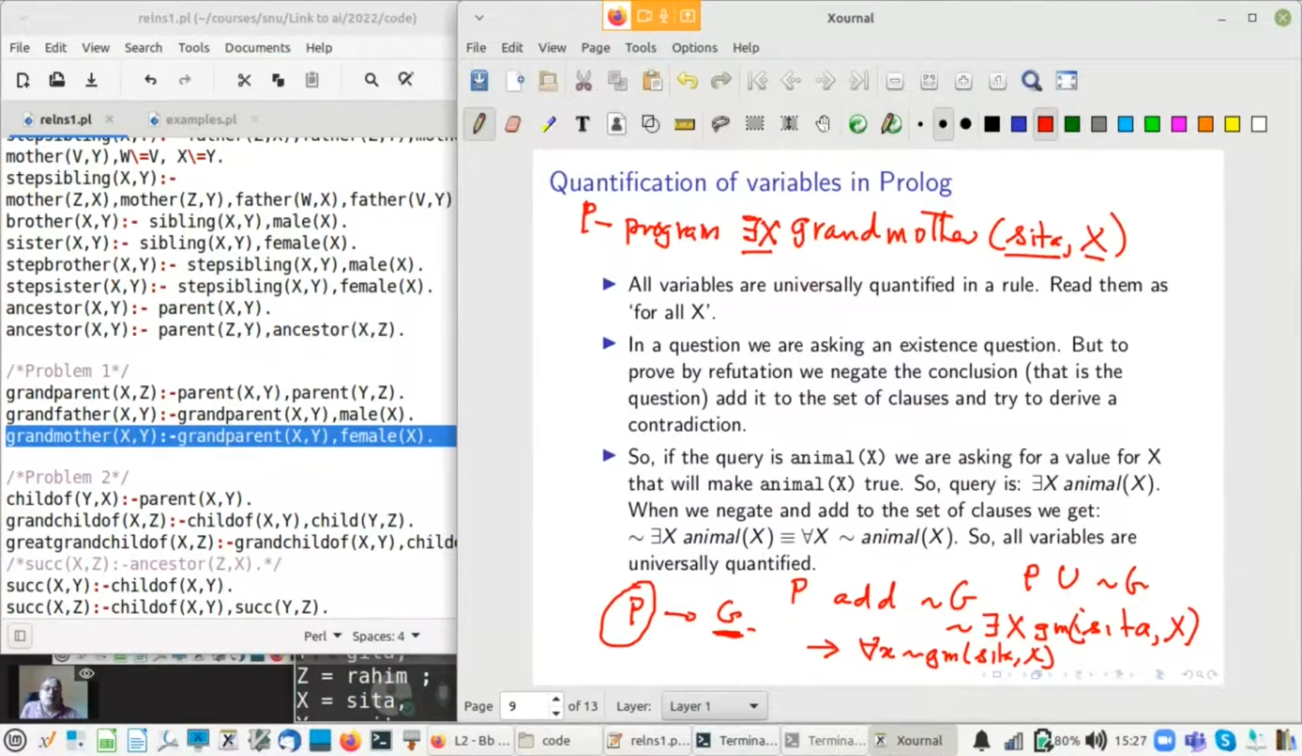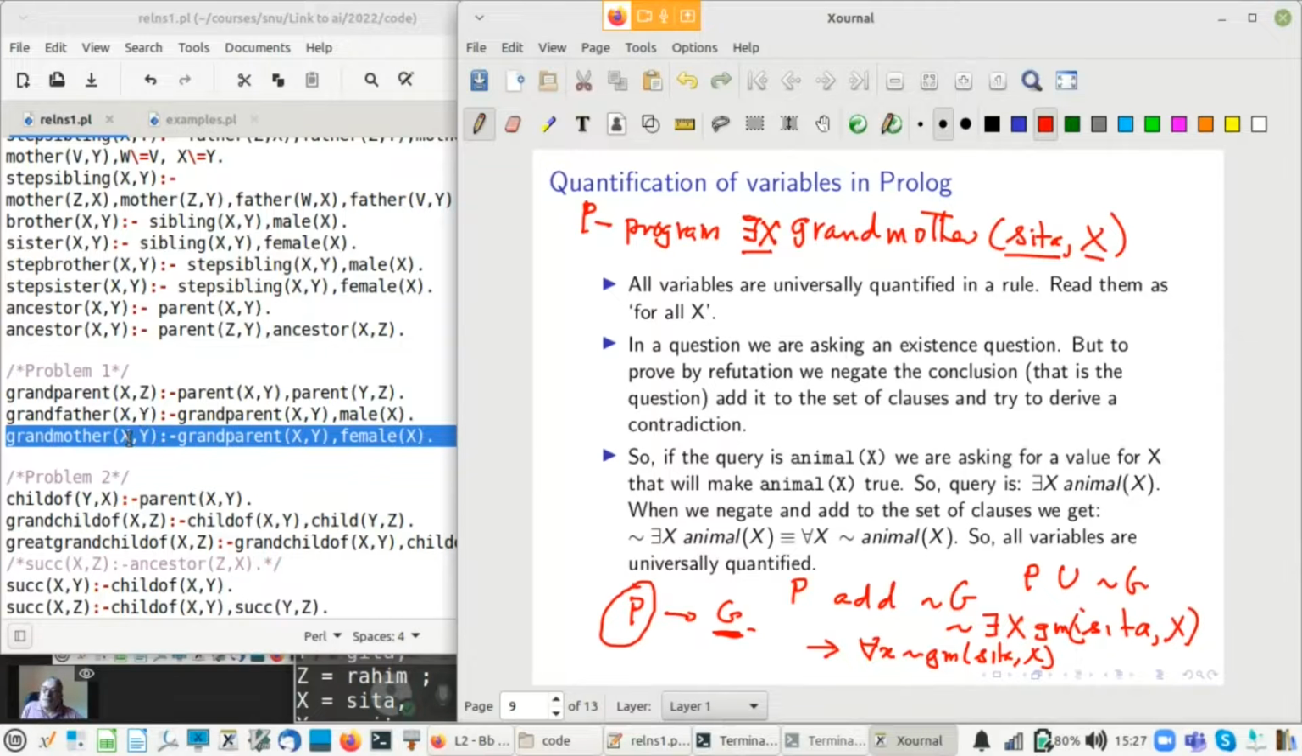So grandmother matches, I try to match it with a grandmother in the set of rules or facts. So I don't have any grandmother fact, but a grandmother rule is there, so I see if it can be matched, right? And matching means can it be instantiated properly. We'll see exactly what the matching algorithm is next class.